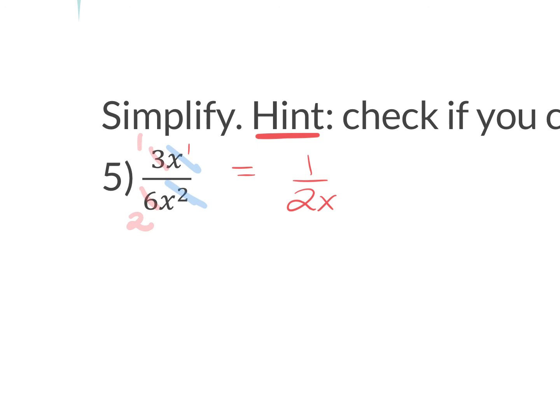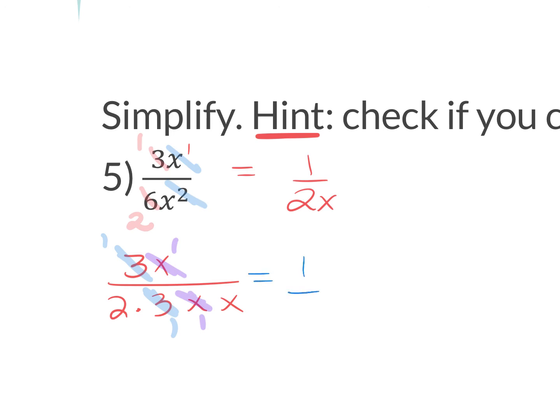Now, if you'd rather factor it, you could do 3x over 2 times 3 times x, and then look for things to simplify. So the 3's cancel and simplify and become 1s. Then I can go back and cancel one of the x's, and that becomes a 1. And now I multiply what remains, which is 1 over, so 1 times 1 is 1, and then 2 times 1 times x gives me the 2x.